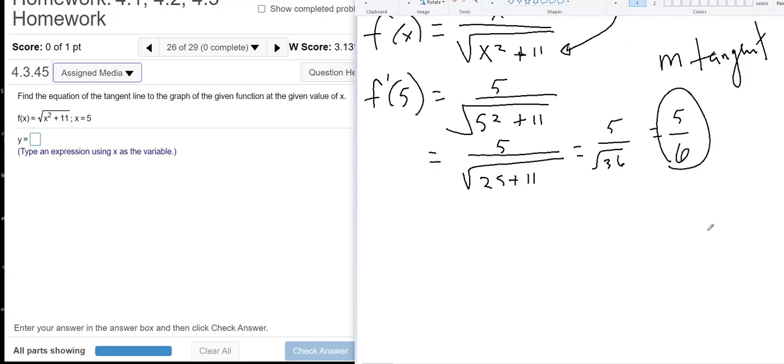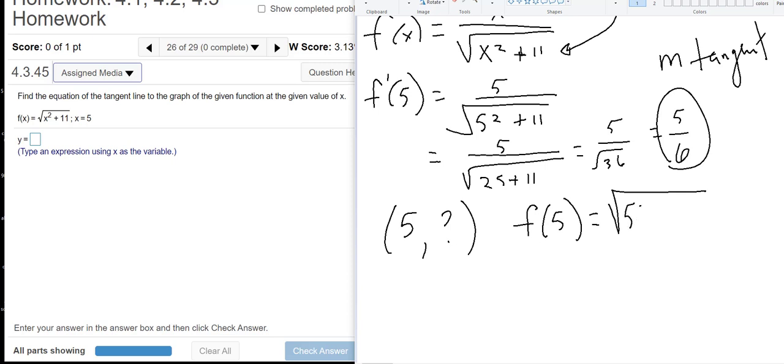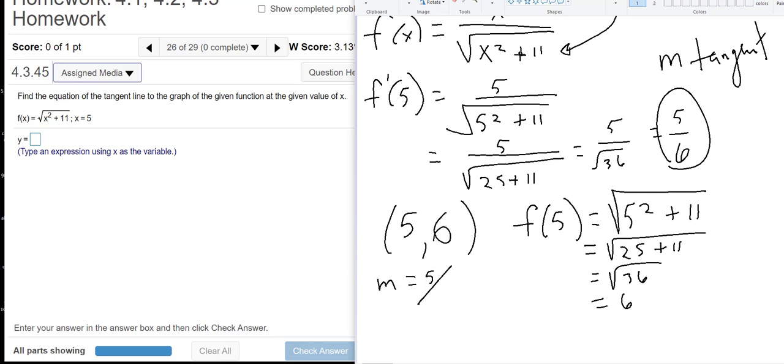Now, to write the equation, we need an ordered pair. And again, we said we know x is 5, but we don't know f of x or y, so we have to take f of 5, which is going to be the square root of 5 squared plus 11. That's the square root of 25 plus 11, which is the square root of 36. That's 6. So our point is (5, 6), and our slope is 5/6.